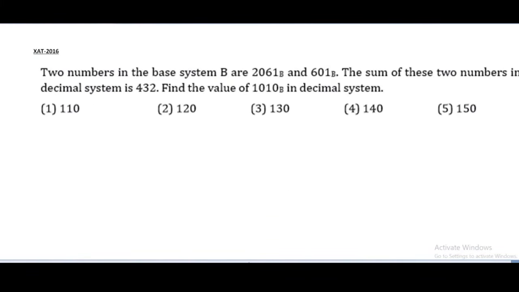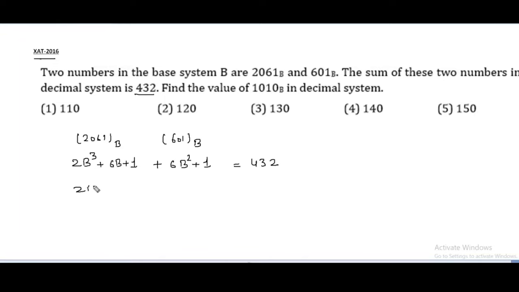Again a base system. As you can see, there are plenty of questions based on the base system. Two numbers, 2061 in base B, and 601 also in base B. The sum of these two numbers in the decimal system is 432. If you simplify, this comes out to be 2b cube plus 6b plus 1, and this comes out to be 6b square plus 1. And the sum of these two numbers is given as 432.